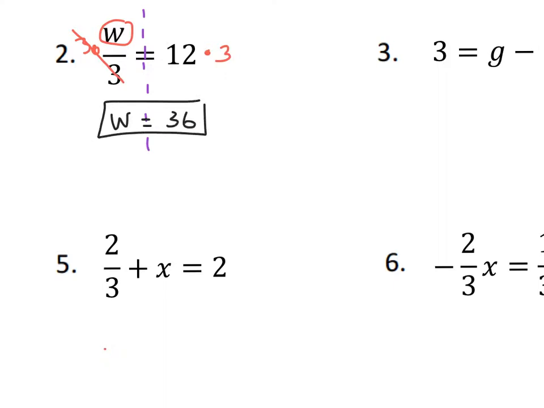Okay? And again, we can go ahead and check our solution. If I plug 36 back into my equation, I get 36 divided by 3 equals 12. Well, what's 36 divided by 3? That's 12 equals 12. Check, my solution works. Okay? All right, moving on.